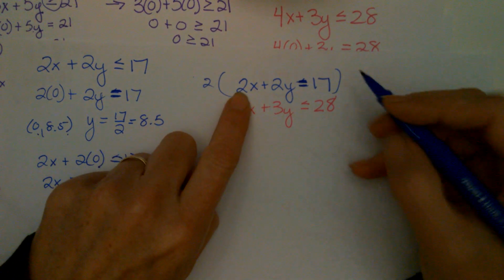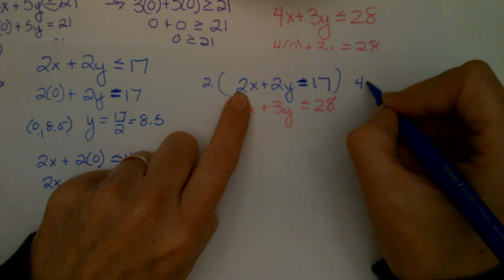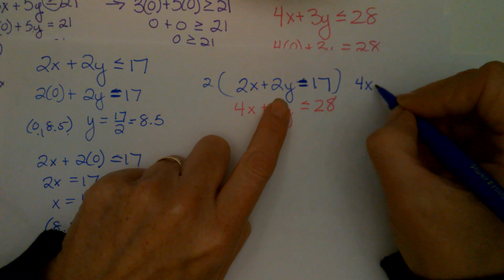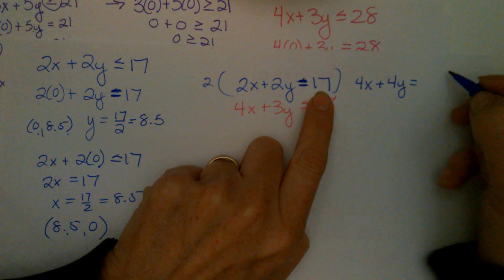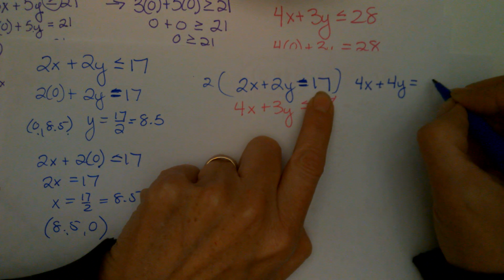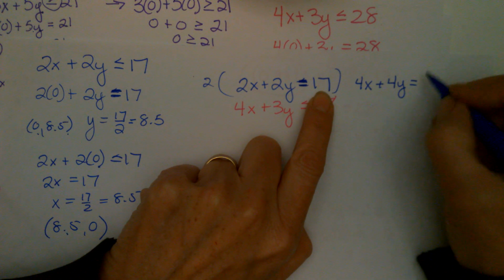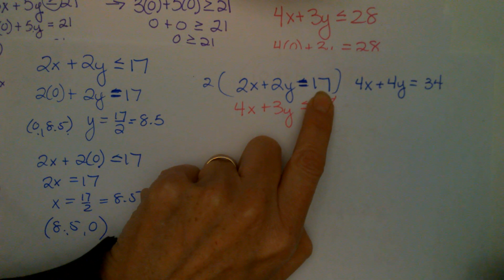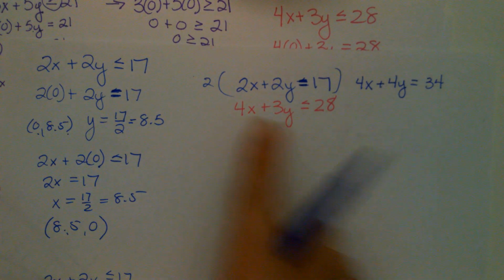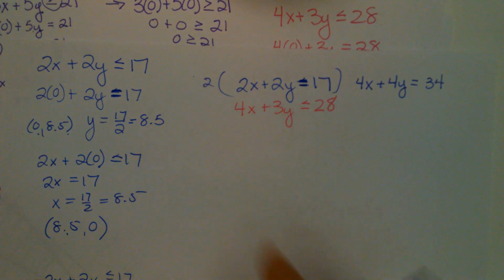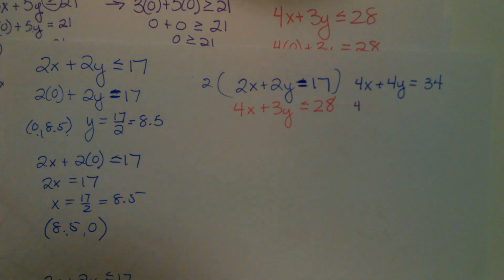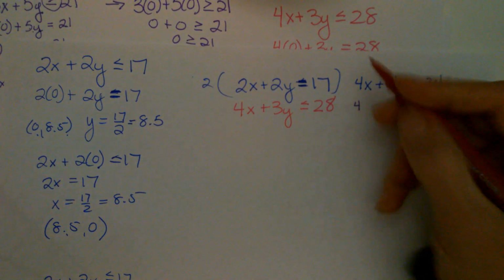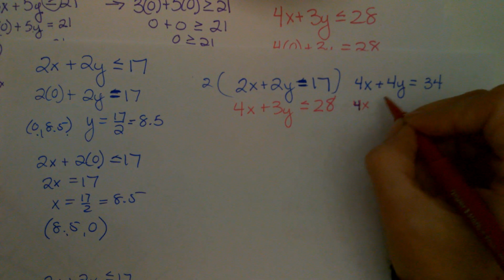So 2 times 2x is equal to 4x. 2 times 2y is equal to 4y. And then 2 times 17 is 35. No, 34. So all I did was multiply this whole equation by 2. And over here, I'm just going to copy over the other equation. Oh, I should have kept it pink. Sorry. So I'm just moving it over. I didn't do anything with it.